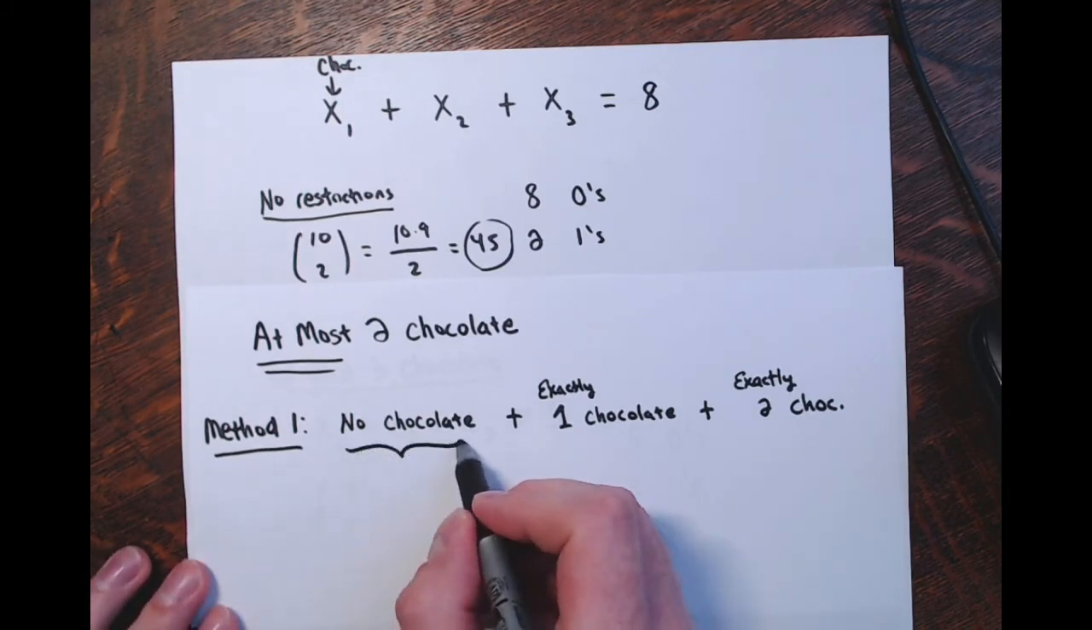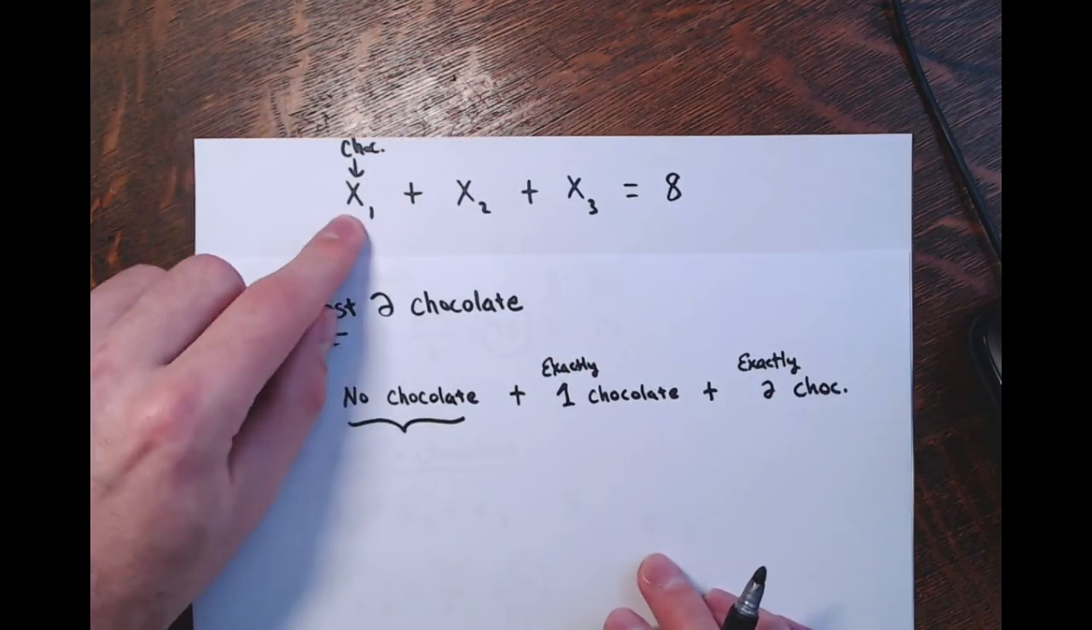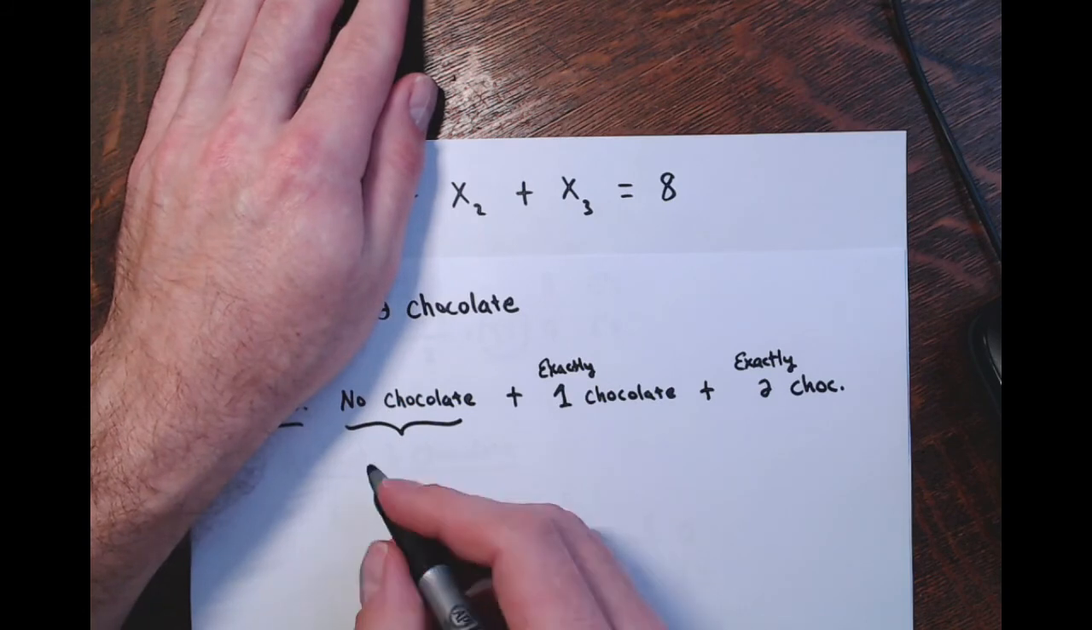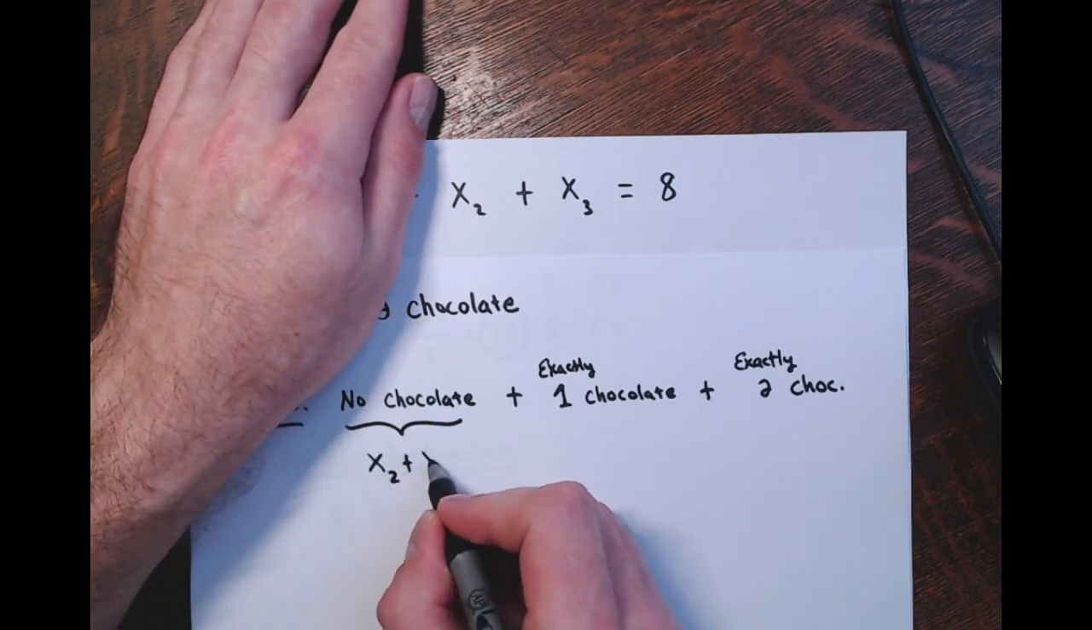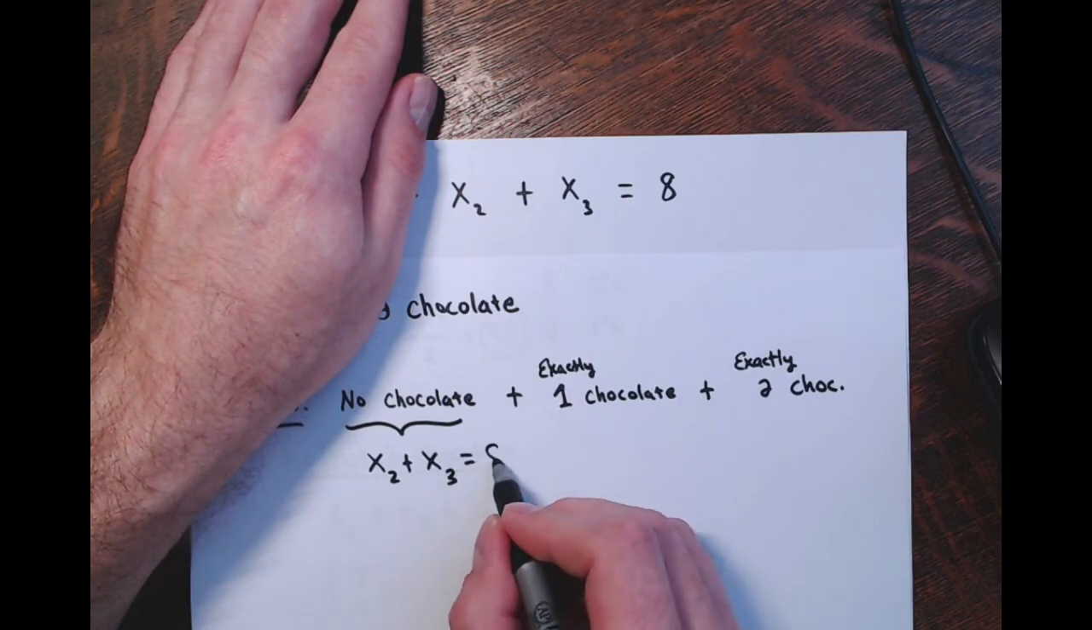Now the no chocolate case, that means I have to replace x1 with zero. I'm taking no chocolate. So then I'm looking at this equation, x2 plus x3, let's say glazed and frosted or whatever. Those have to add up to eight.